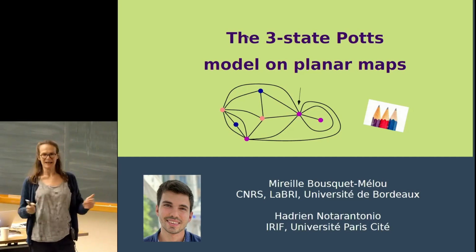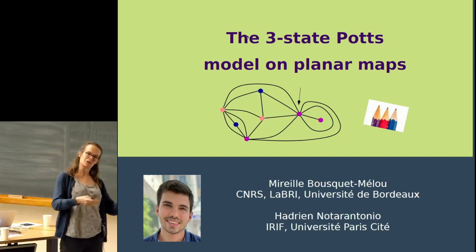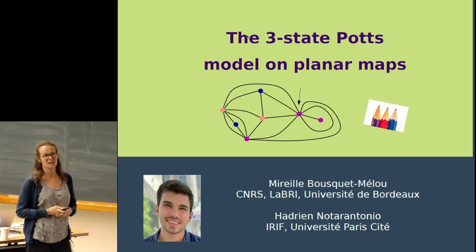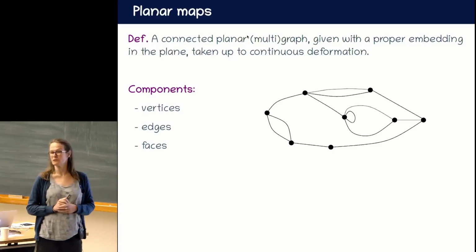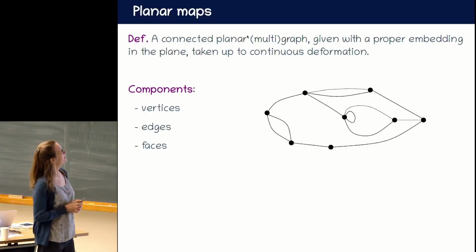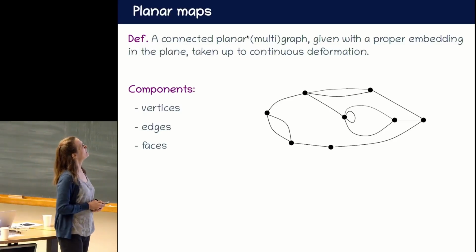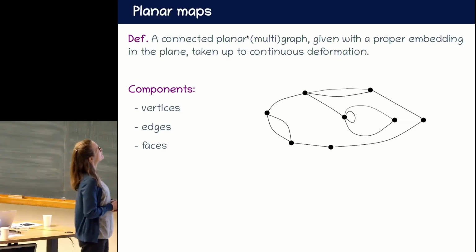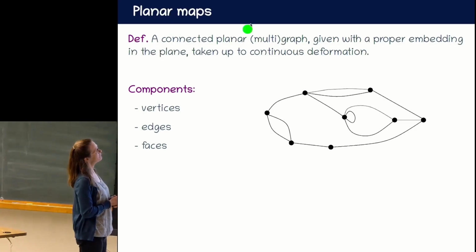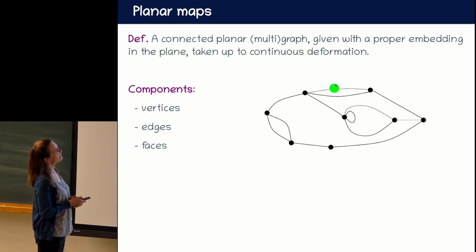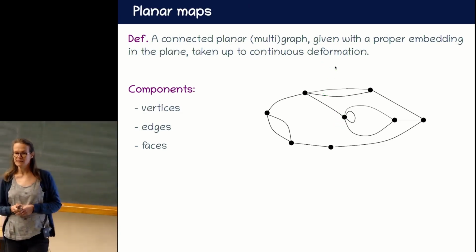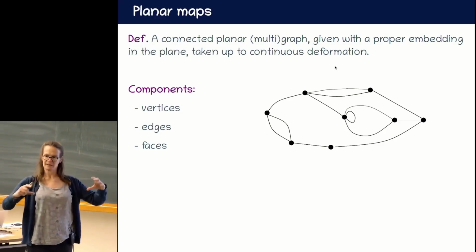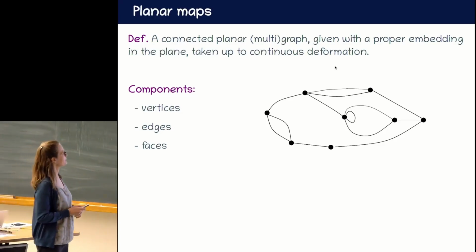And so instead of that, I've decided that I would tell you the whole story that covers a few decades in a certain sense. I'll start with the usual definitions, even if you don't need them. So a map, a planar map, is a connected planar multigraph, which means that you allow loops and multiple edges, and which is given with one of its proper embeddings in the plane. And all this is taken up to continuous deformation.